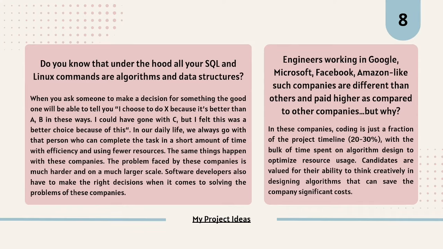Engineers working in Google, Microsoft, Facebook, Amazon, dream companies, are different from others and are paid higher compared to other companies. Why? Because coding in these companies is just a fraction of the project timeline, since everything is already written and code snippets are available everywhere. What you need to do is think creatively and create code which works efficiently and can save the company significant cost, because every framework is already built, and you need to optimize it.